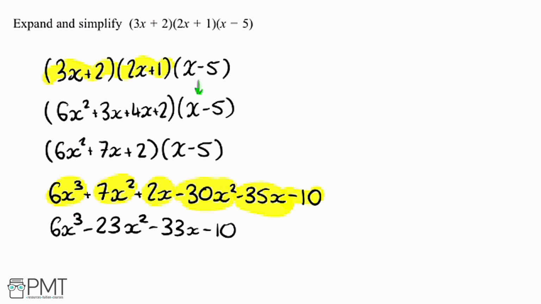So we get our first mark here for taking the product of two of the brackets. We got our second mark here for then multiplying out the remaining brackets. And then the final mark here for getting a completely correct expansion.